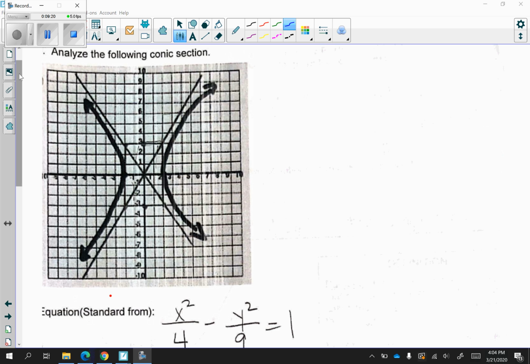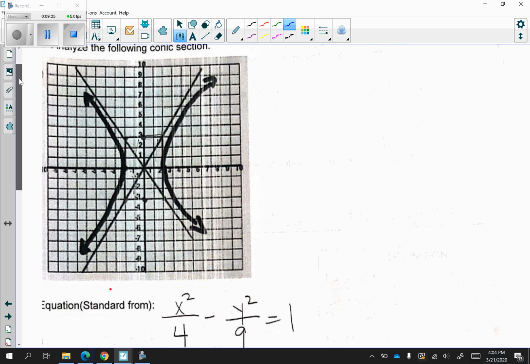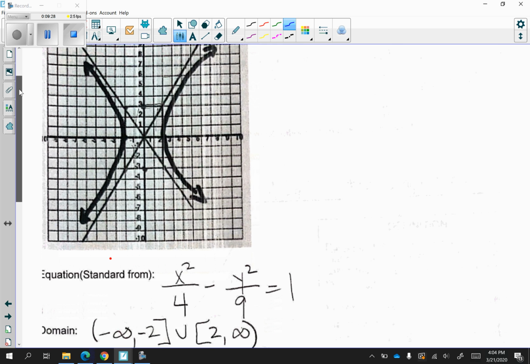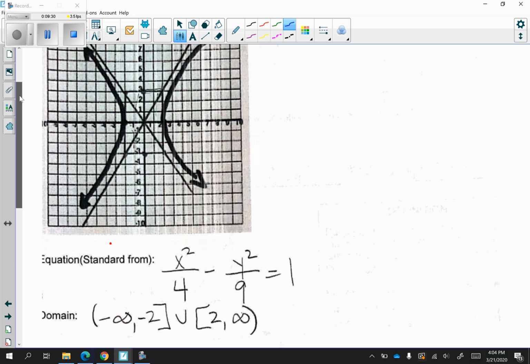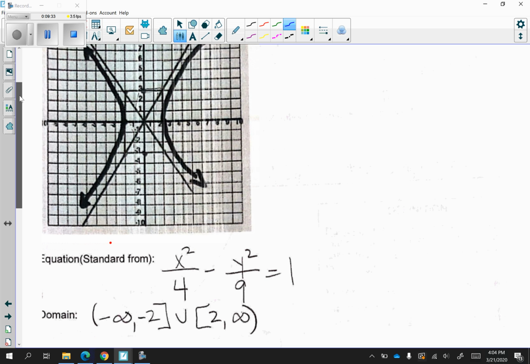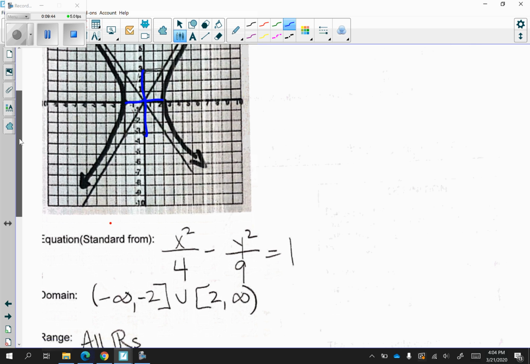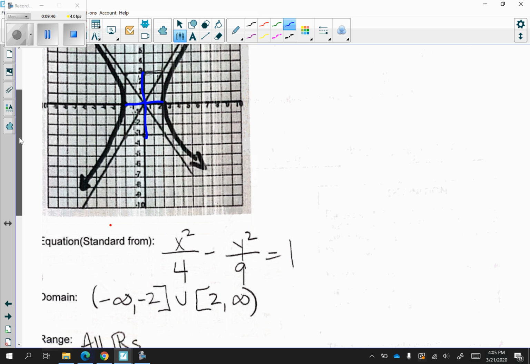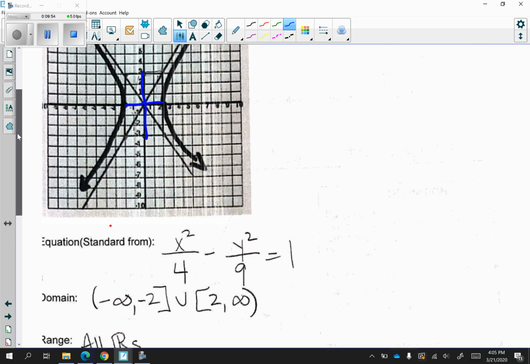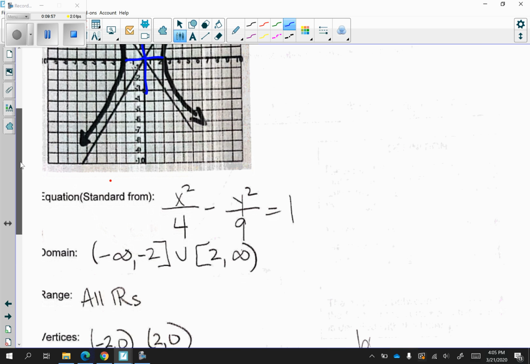And finally, the last question, it gives us the graph of a hyperbola with the rectangle graph along with the asymptotes. So I know it's on the x-axis, the hyperbola, the vertices are, so it has to be x squared over 4 minus y squared over 9 is equal to 1. Remember, there's 2 left, 2 right, up 3, down 3. That's how I'm able to get 4 and 9. My domain is negative infinity to negative 2 included, unioned with 2 to infinity, the 2 is also included. My range is all reals, or negative infinity to positive infinity.